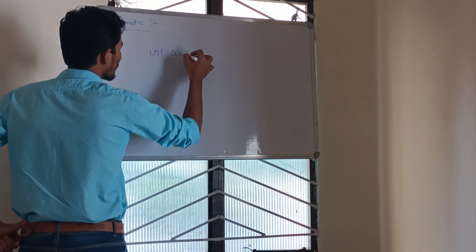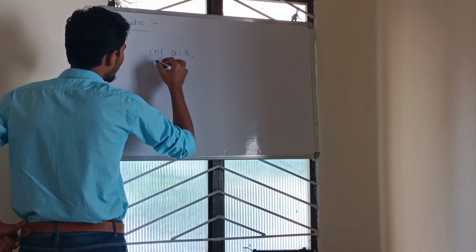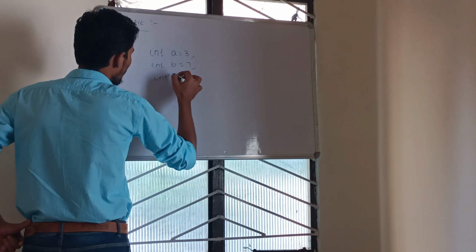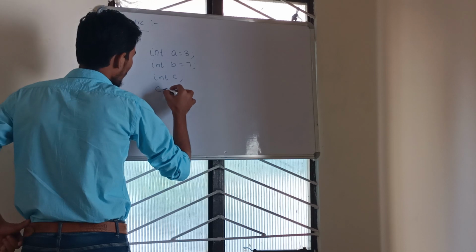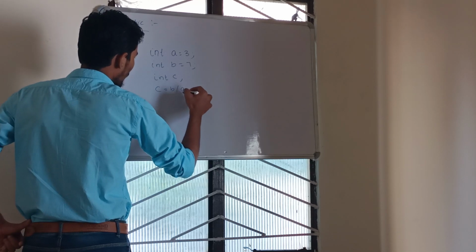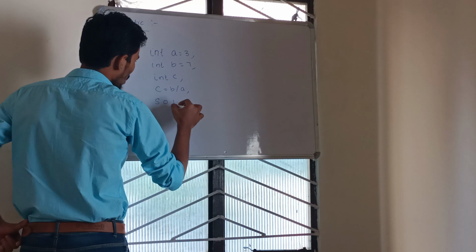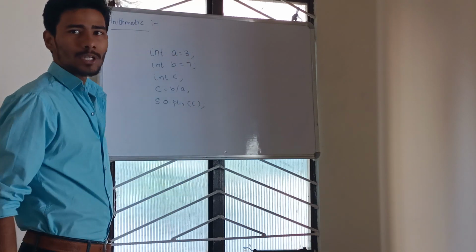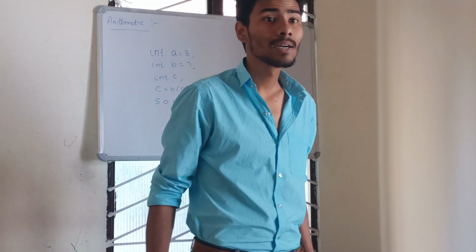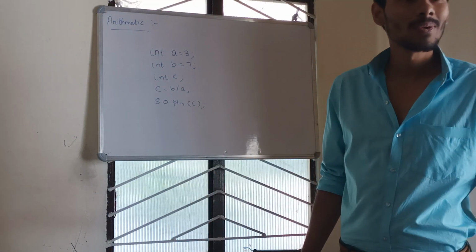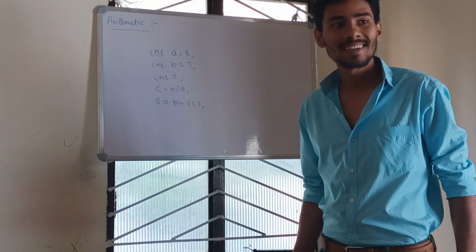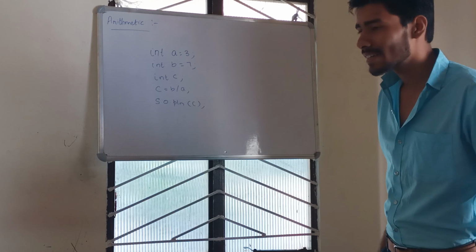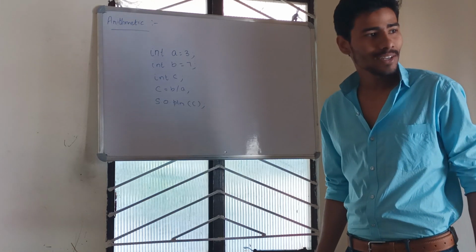int a equals to 3, int b equals to 7, int c equals to b by a, System.out.println. What should be the output? 2. Huh? 2. How? 3 2s are 6. No, sir, it takes only integer. It doesn't take the fraction values.